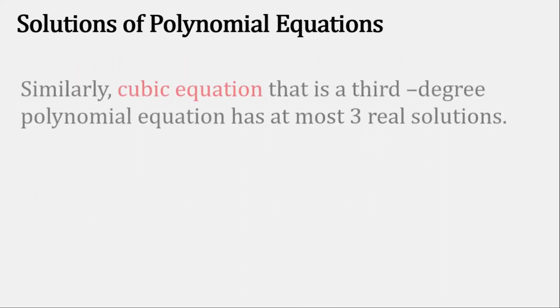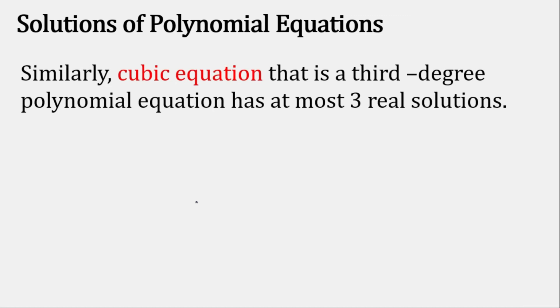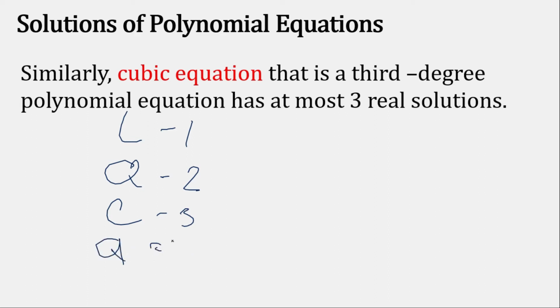Similarly, a cubic equation, that is a third degree polynomial equation, has at most three real solutions. So I think by now you could see the pattern. If it is linear, 1 at most. If it is quadratic, 2 at most. If it is cubic, 3 at most. If it is quartic, it has 4 at most. Quintic, it has 5 at most real solutions.